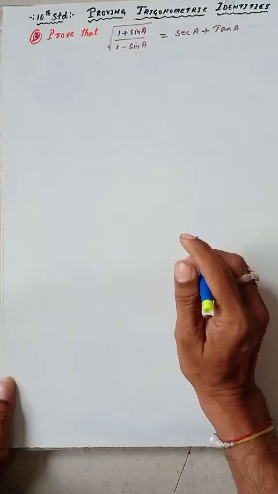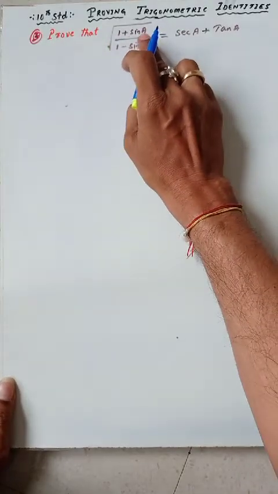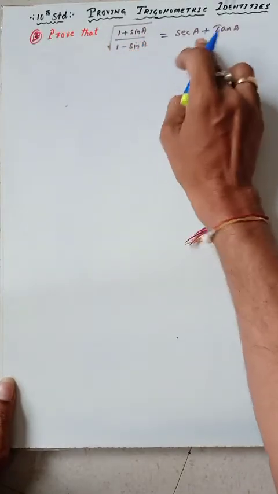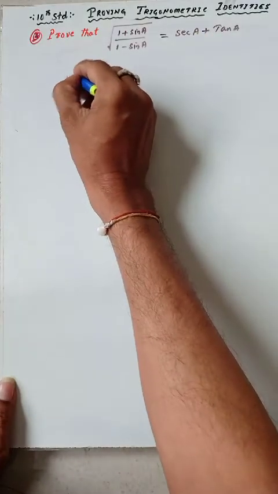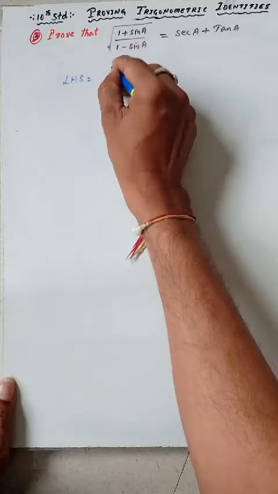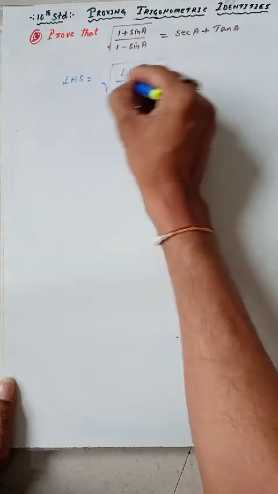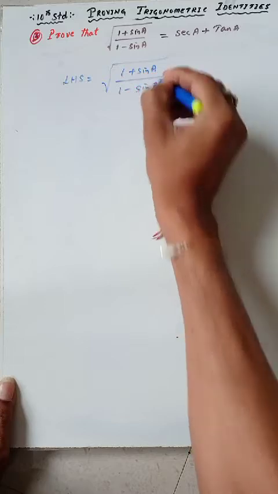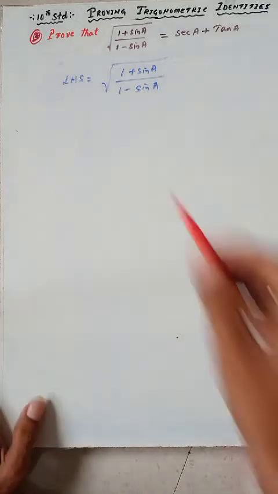Look at this one more, that is we have to prove that square root of (1 plus sin A) by (1 minus sin A) is equal to secant A plus tan A. Let us consider the LHS here, that is square root of (1 plus sin A) by (1 minus sin A). So as we have to remove the square root here, therefore let us go for rationalizing the denominator, then we can have that clearly here.